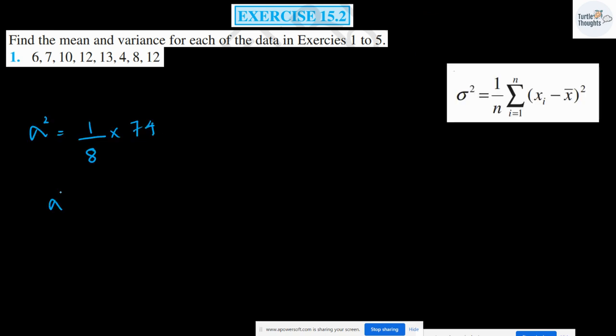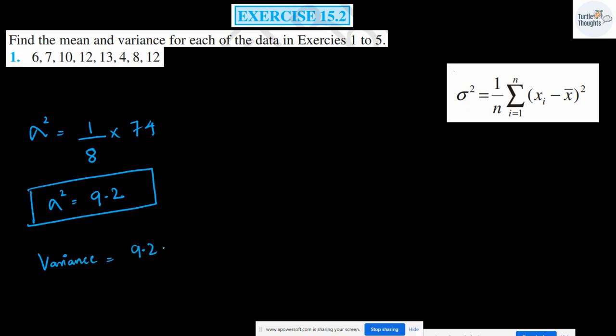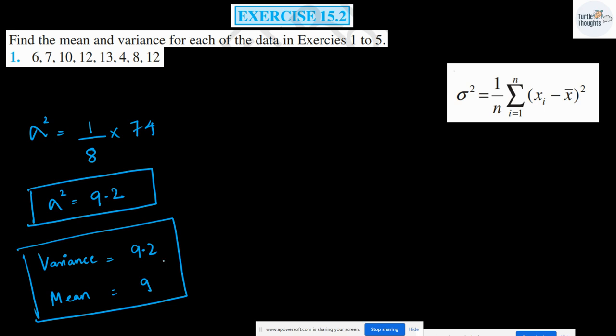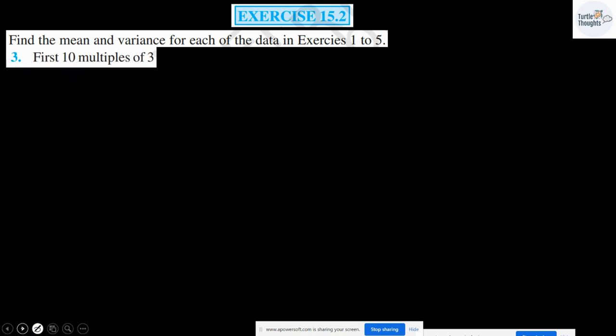So I will be writing sigma square is equal to 9.25, around 9.2. This is going to be the variance, and mean we have got as 9. This will be your final answer for the first question. I hope this is clear.